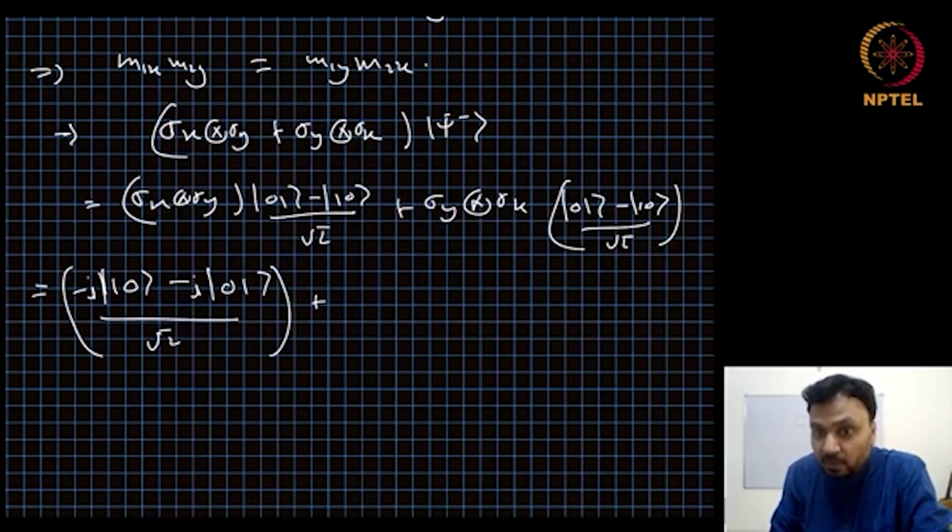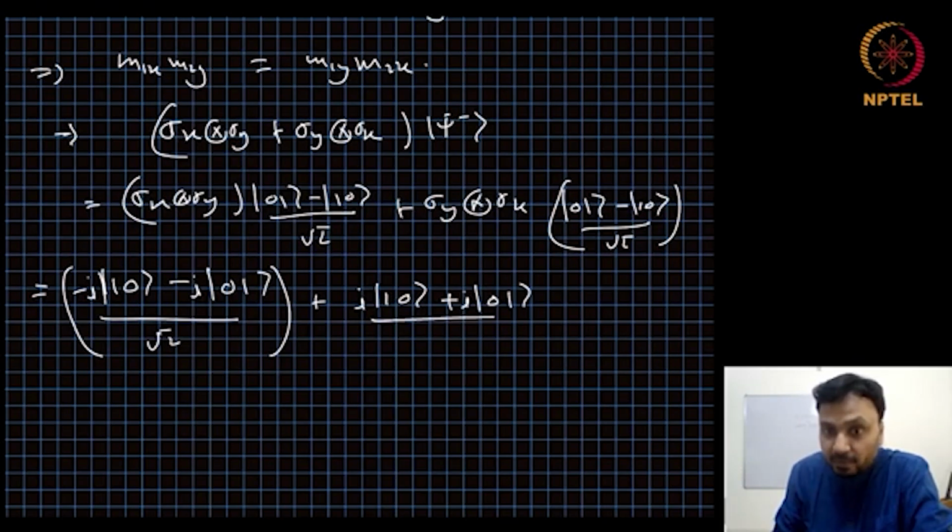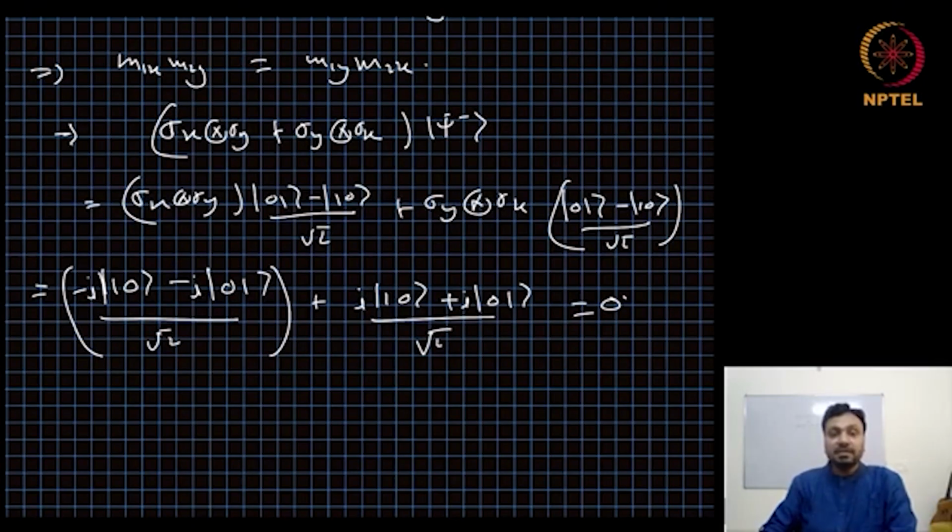Plus sigma y acting on 0 will make it 1, and sigma x acting on 1 will make it 0, but 0 goes to 1 with sigma y with the phase i, and minus 1 will go to 0 with phase minus i, so plus i here, and 0 will go to 1 over root 2, and this is 0. So when we perform the measurement of sigma x tensor sigma y plus sigma y tensor sigma x on psi minus, the outcome is 0. So what does it mean? This means m1x m2y is not the same as m1y m2x, but the negative of it.